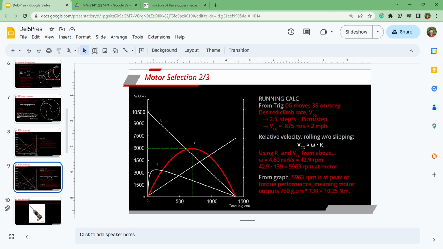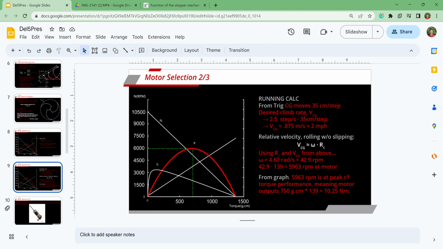Since we were able to relatively assume that the non-slip condition of the velocity of the center of gravity, V_CG, is more or less equal to omega times R1, do some math of what your desired climb rate is. Just pull that one out of your hat. We chose 2.5 steps per second. It sounded relatively good. And then eventually you can work down this math. It's pretty simple, and you'll get to 6,000 RPM at your motor, in our case.